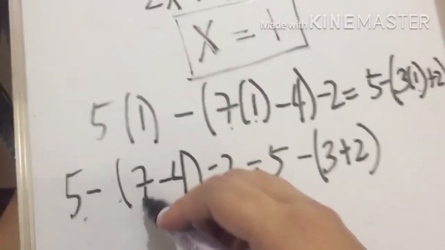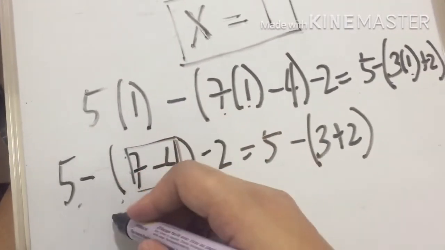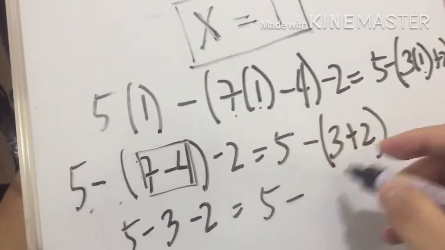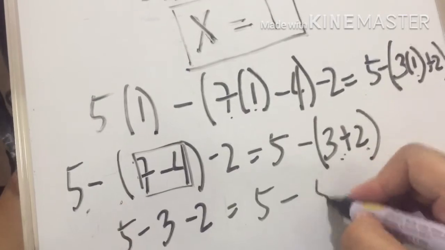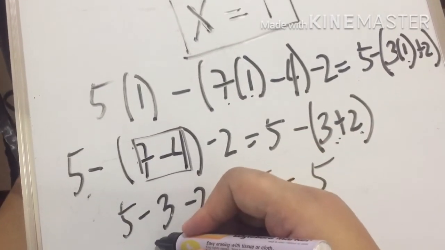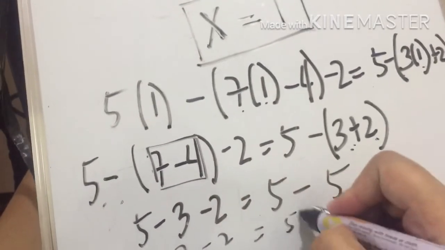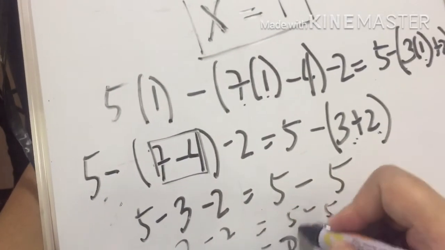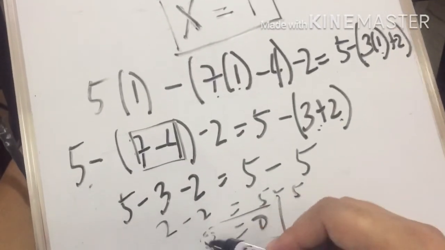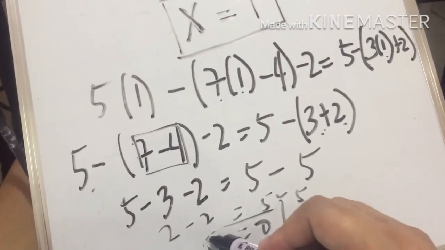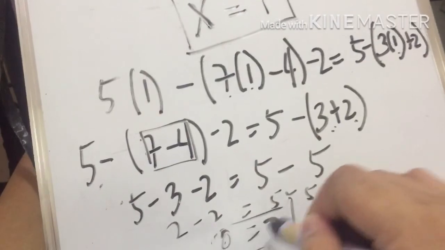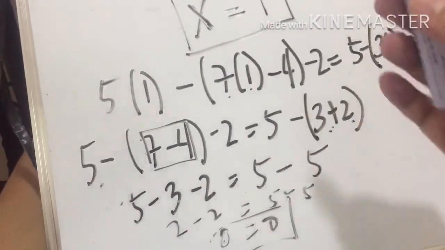So here, of course, we do this first because it is in parentheses. So 5 minus 3 minus 2 equals 5 minus, what here? 3 plus 2 is 5. So 5 minus 3, 2, minus 2 equals 5 minus 5. 0 equals 0. So that is, so they have the same equation. So it is an equivalent equation. Alright? So our answer is correct. Okay.